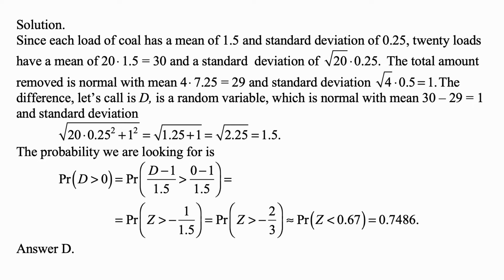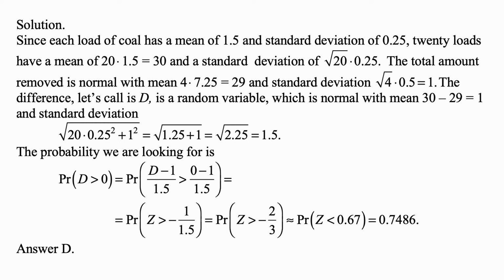The probability we're looking for is the probability that D is more than 0, which is the probability of (D minus 1) over 1.5 being greater than (0 minus 1) over 1.5. But (D minus 1) over 1.5 is a standard normal random variable with mean 0 and standard deviation of 1. We write Z for that, so that's the probability that a standard normal random variable Z is greater than negative 1 over 1.5, which is the probability that Z is more than negative 2/3.